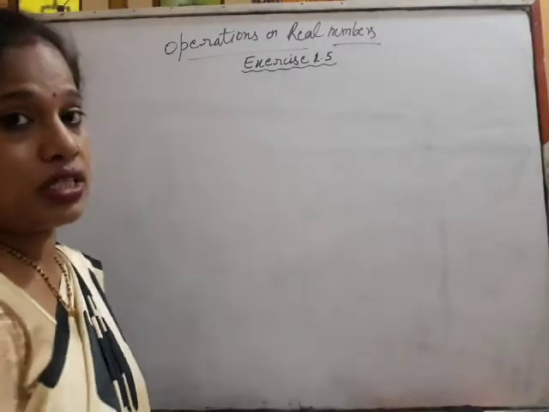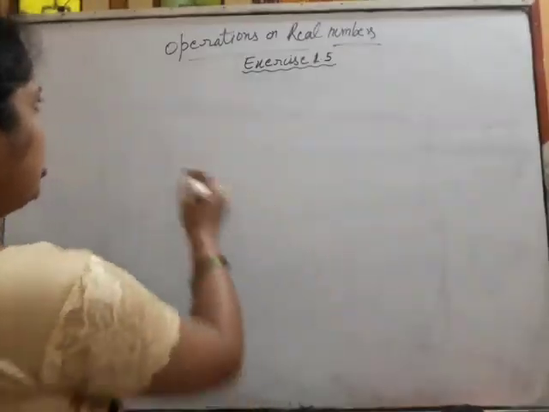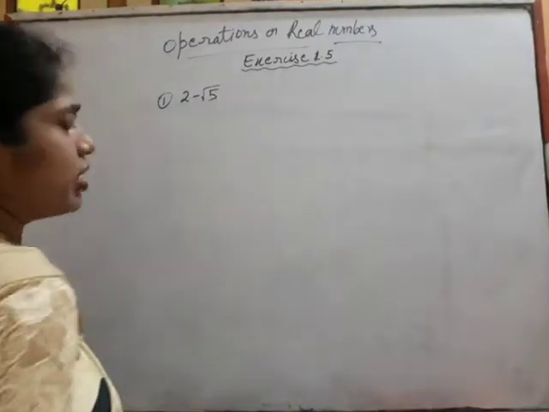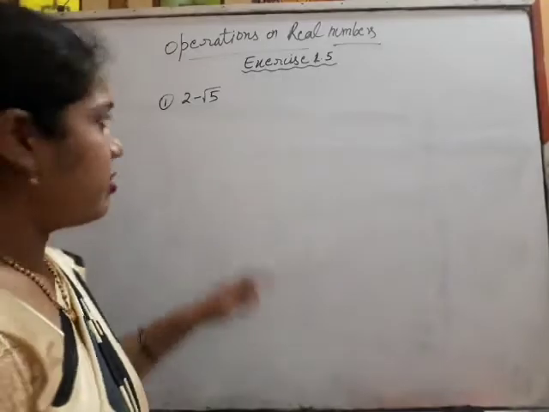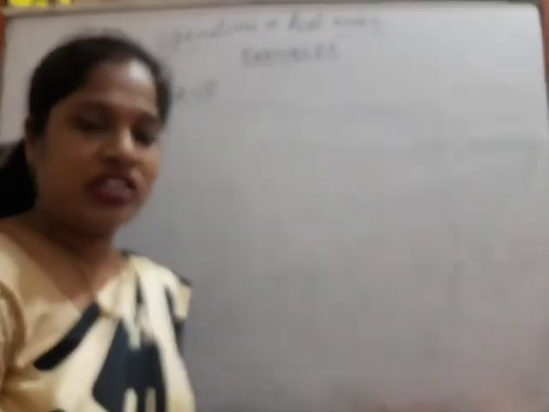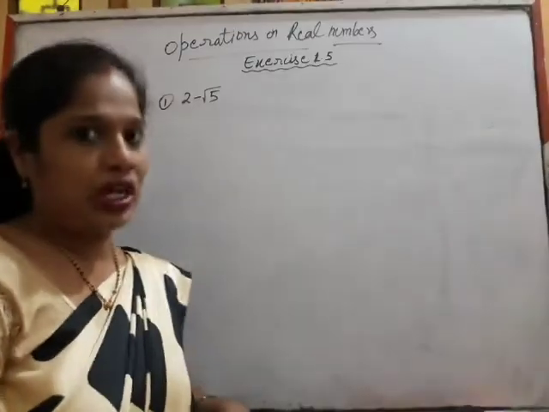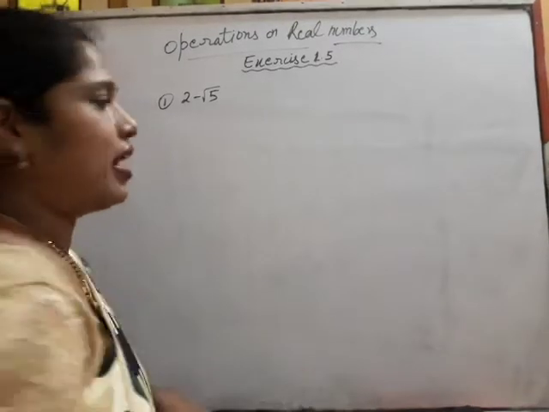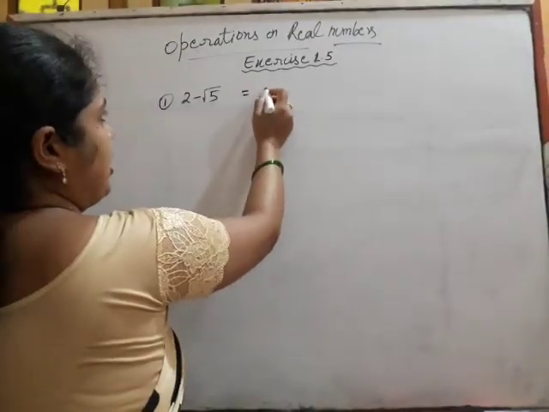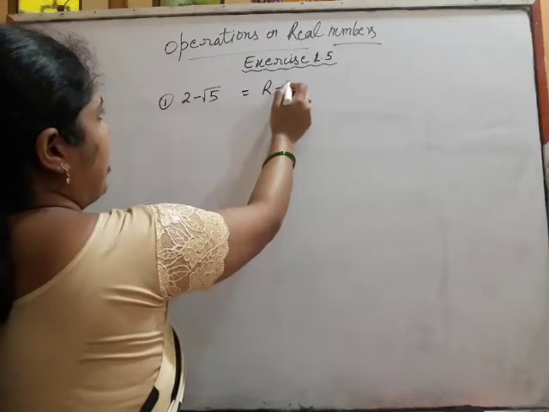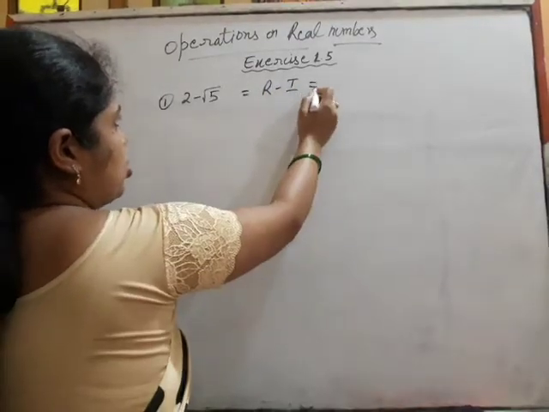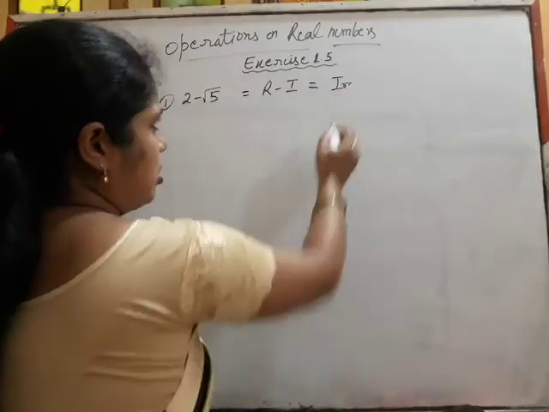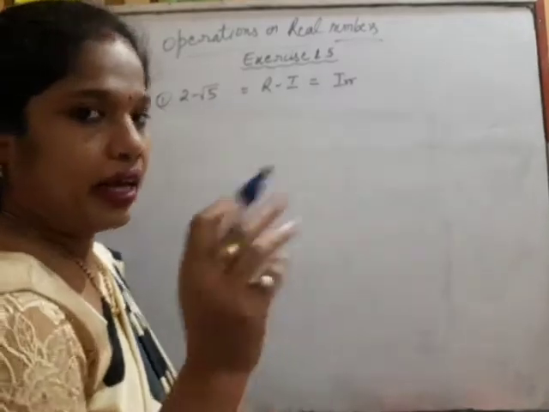Okay, so the first question is 2 minus root 5. Is 2 a rational or irrational number? Rational number. Is root 5 rational or irrational? Irrational. So here what is being done? Rational minus irrational. As you have seen in the rules, the result will be irrational.